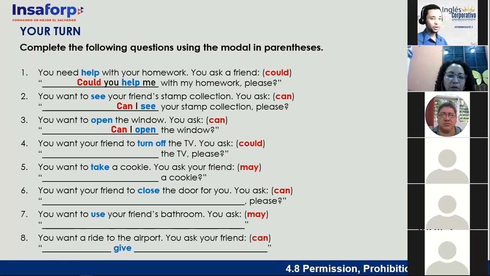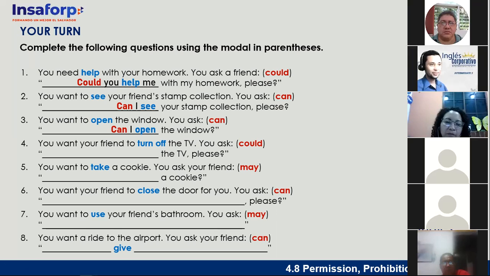Zulma, I believe. Zulma, right? Okay. Zulma, do you want to try answering number four? You want your friend to turn off the TV. You ask, okay? En este caso, sí es un favor. You want your friend to turn off the TV. You ask. Or who wants to participate? It's open. Rodrigo.